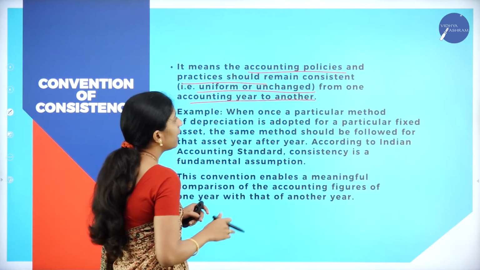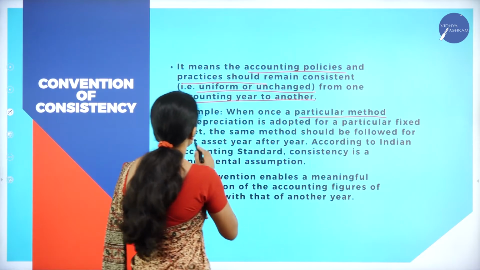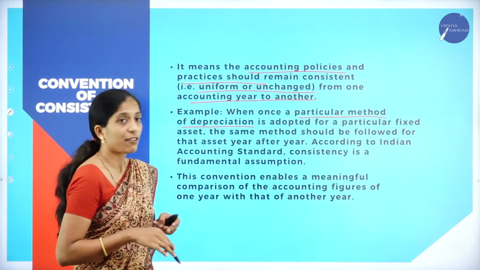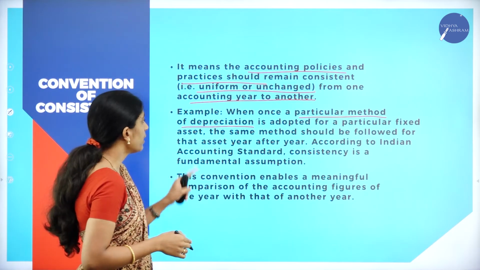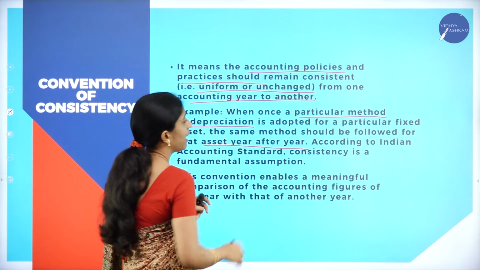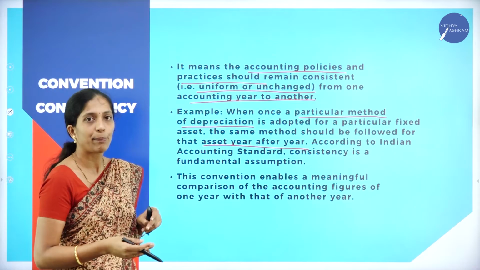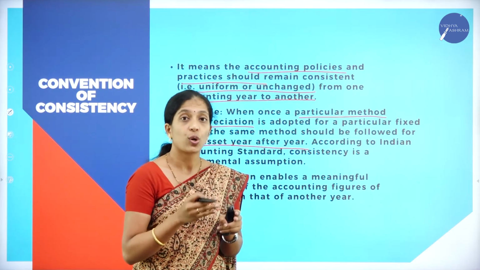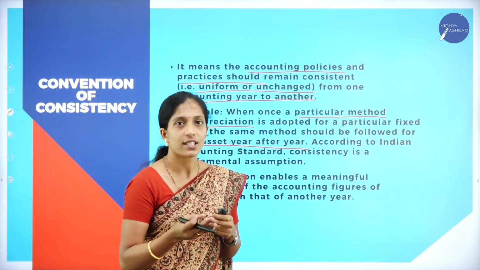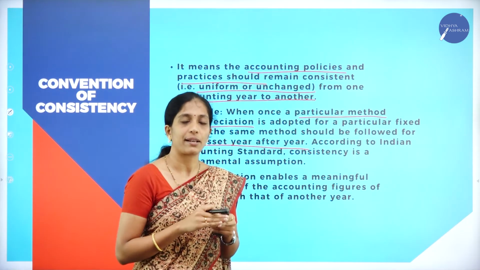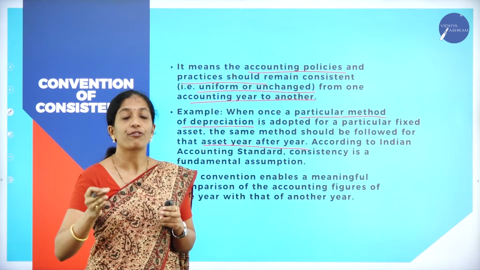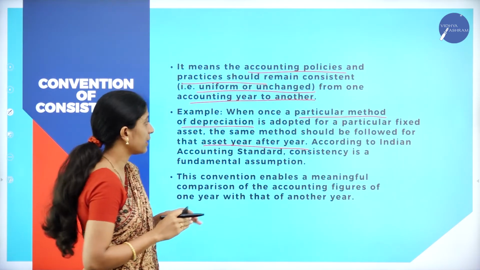Example, when once a particular method of depreciation is adopted for a particular fixed asset, the same method should be followed for that asset year after year. So I have given the example of depreciation itself. In a particular year, if we are following the straight line method, in the next year also we have to follow the straight line method itself. So we cannot follow the written down value method.